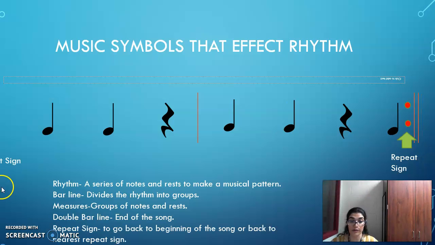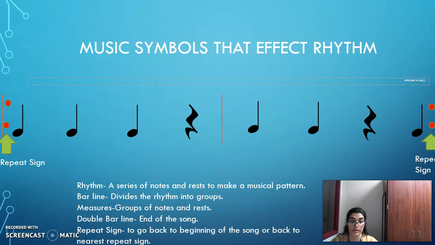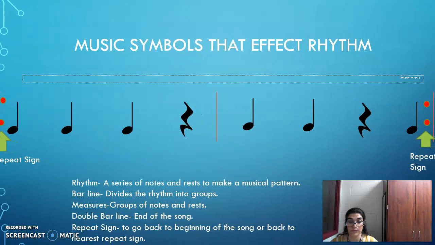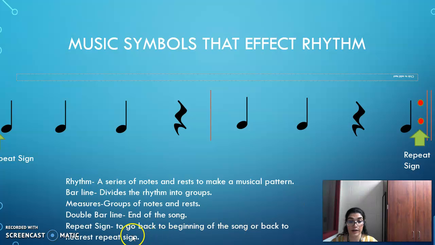Oh, here's something new. These 2 red dots. If I were to take you to the front of it, you can also see the other 2 red dots. Let's see if we can go ahead and do the repeat sign. The repeat sign is to go back to the beginning of the song or back to the nearest repeat sign. I can't stretch my screen too far, but once you get to the end, go ahead and go back and do it again. Are you ready?